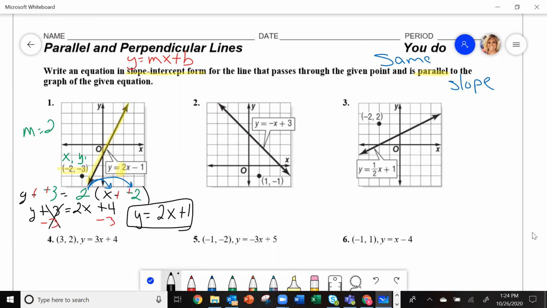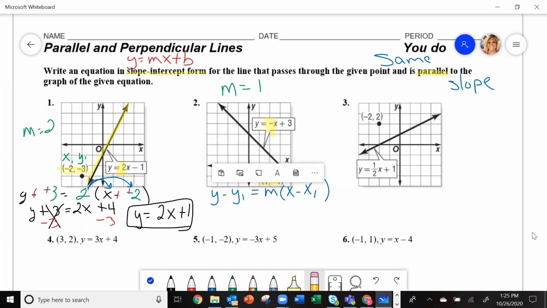On number 2, here is my slope. My slope is -1. Here is the point I'm going to use. Now I'm going to write y minus y1 equals m times x minus x1. Remember, my m is my slope, so I'm going to put the -1 in there. Now my x1 is a positive 1. My y1 is a -1.